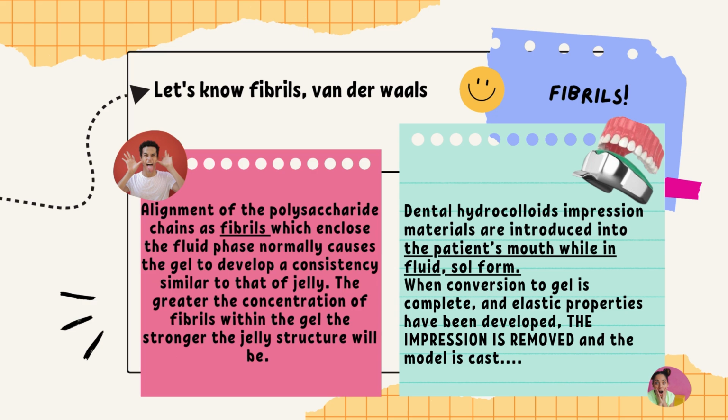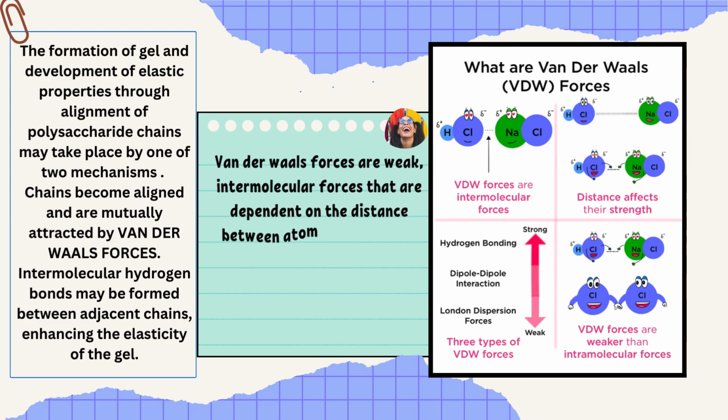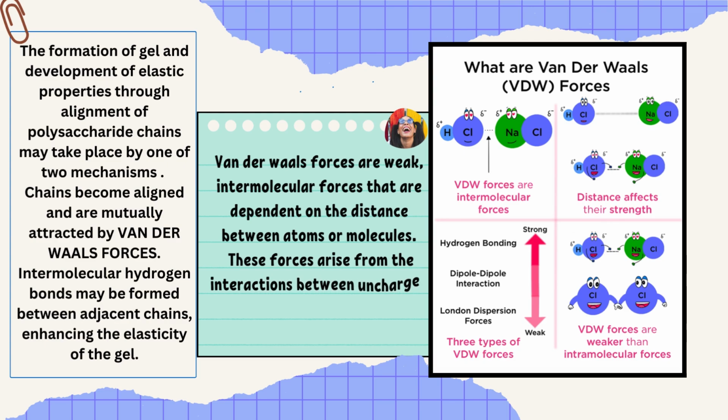You must know that dental hydrocolloid impression materials are introduced into the patient's mouth while in fluid, meaning in sol form. When conversion to gel is complete, and elastic properties have developed, the impression is removed and the model is cast. The formation of gel and development of elastic properties through alignment of polysaccharide chains may take place by one of two mechanisms. Chains become aligned and are mutually attracted by van der Waals forces. Intermolecular hydrogen bonds may be formed between adjacent chains, enhancing the elasticity of the gel.